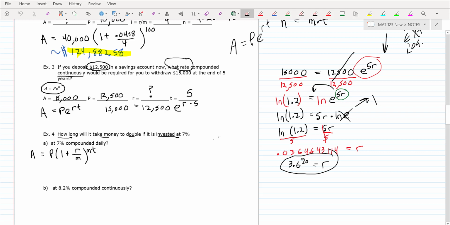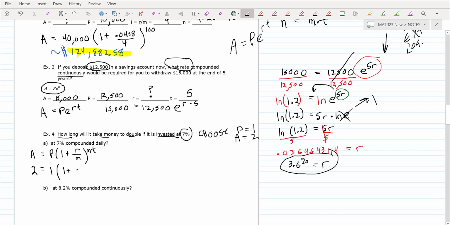So here's what you're going to do. This is the logical way. Just choose P to be $1, and then A is going to double to $2. It says how long does it take to double. So I don't have to give you those amounts. You can choose whatever you want to, but it's just as easy to do 1 and 2. So when we set this up, A will be $2, P will be $1, and then we're going to plug everything in.